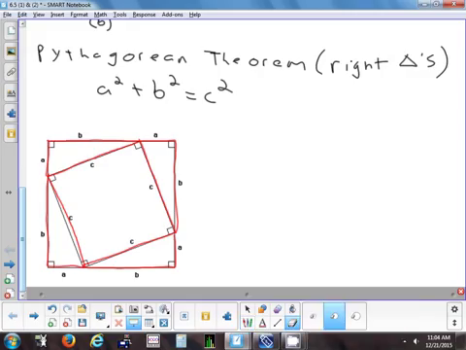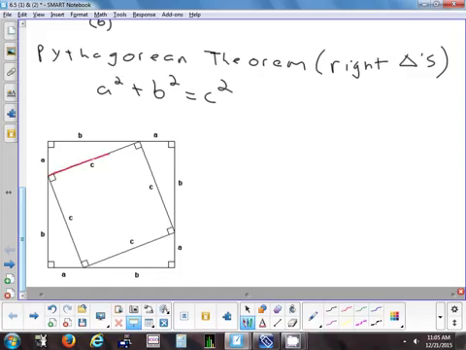The whole goal of proving the Pythagorean theorem this way is to find the area of the square on the inside, and you have to find it two different ways. So let's put this in red. This is what we want to find.